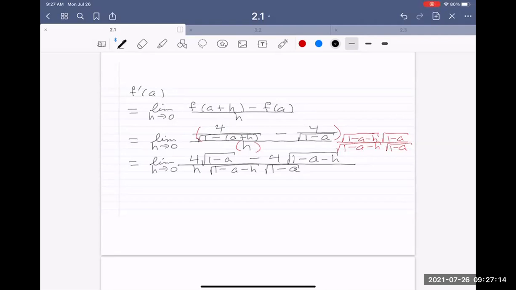Now, I want to get rid of the square roots. So this is equal to the limit as h approaches 0. Let me factor out the 4 first, so it looks a little nicer. Radical 1 minus a minus radical 1 minus a minus h over h times radical 1 minus a minus h times radical 1 minus a.